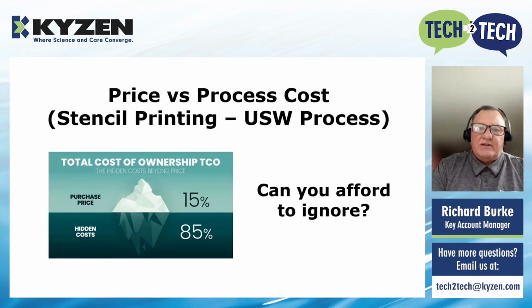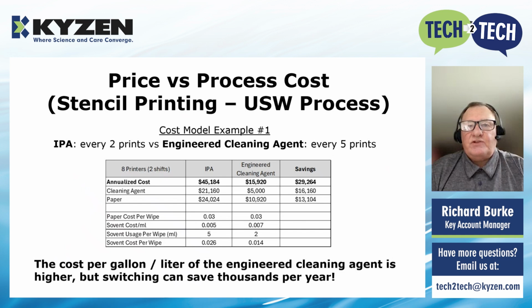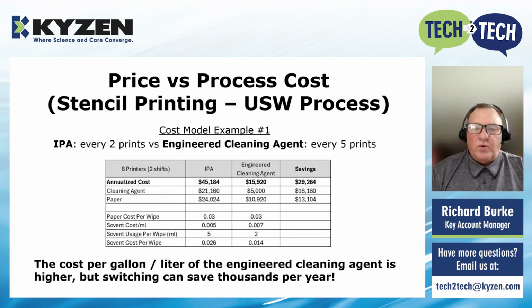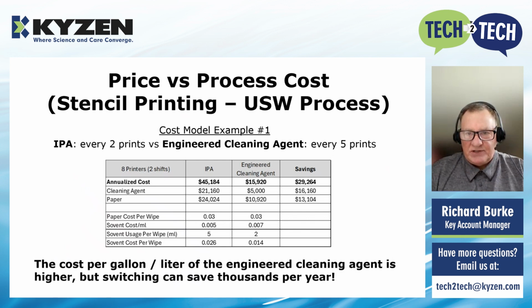So circling back now, let's look at some costs for a minute. Again, the question that we started out with: can we afford to ignore these hidden costs? So let's look at the true impact of what we're talking about. I have two cost models for us. The first one compares a process running IPA versus an engineered cleaning agent for that same underside wipe process.